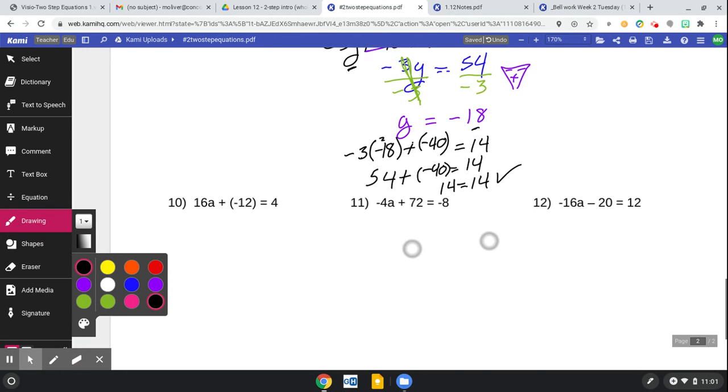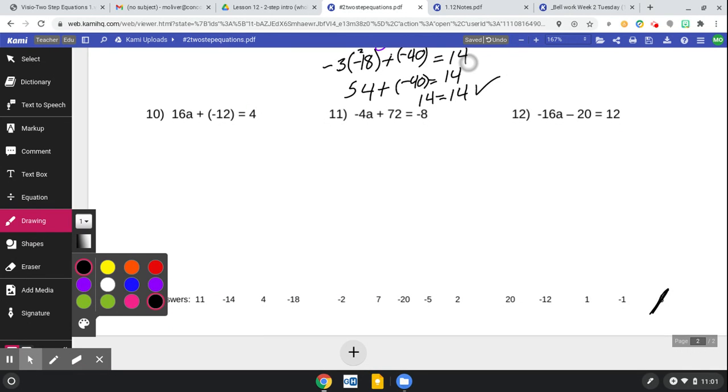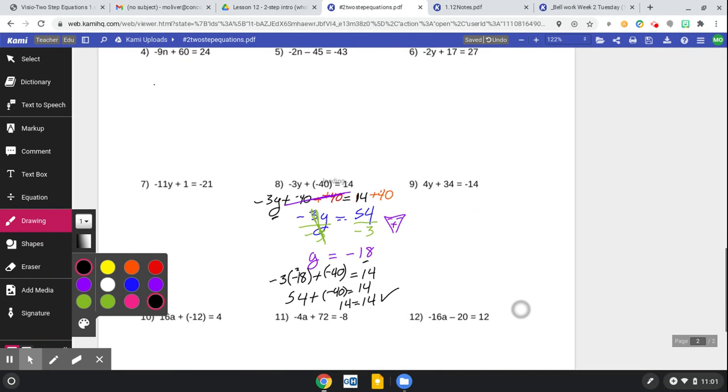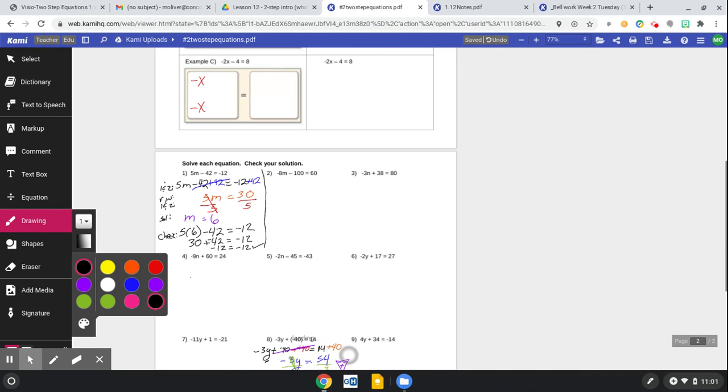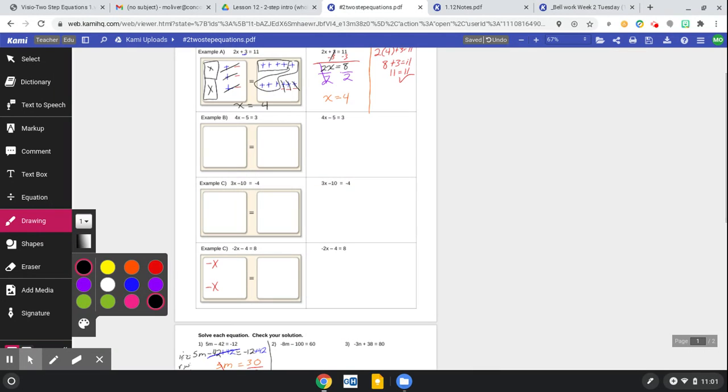All right, so let's look at the bottom. Is there a negative 18? Yes. All right. So you have 10, 11, 12, 13 problems left to do on your own. All right, so make sure you take your time and go through these each and individually. Okay?